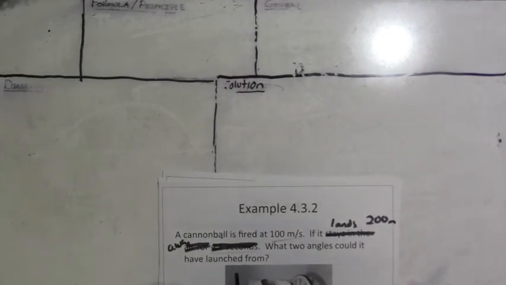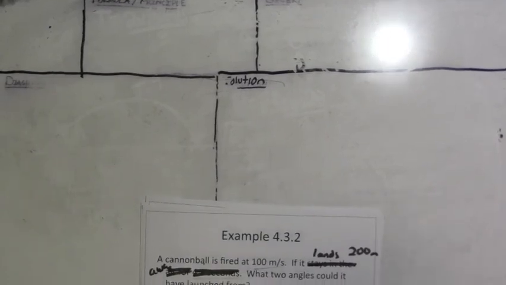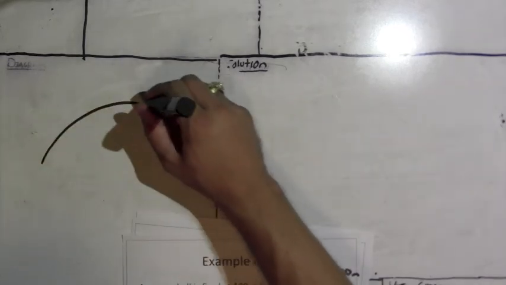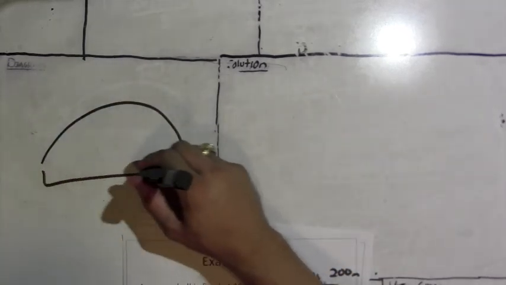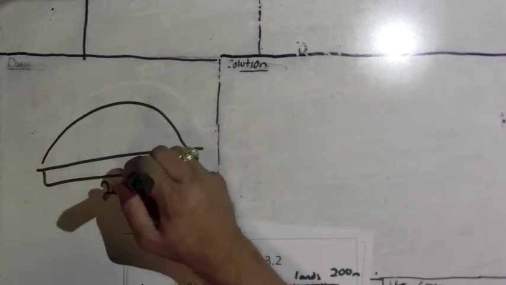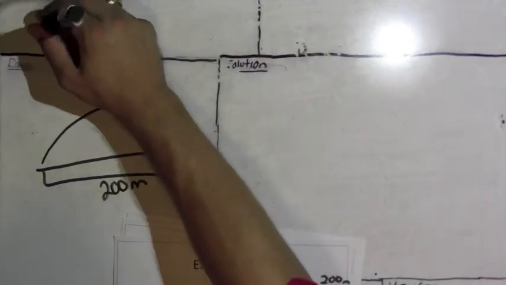This is example 4.3.2. It says a cannonball is fired from 100 meters per second. If it lands 200 meters away, what two angles could it have been launched from? So what we have is we are launching a projectile. It lands 200 meters away, and we are trying to solve for what angle it was launched at. So we are trying to solve for theta.